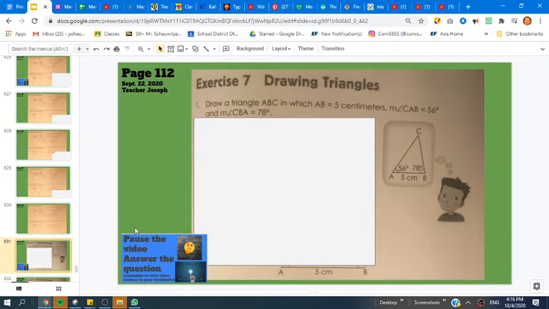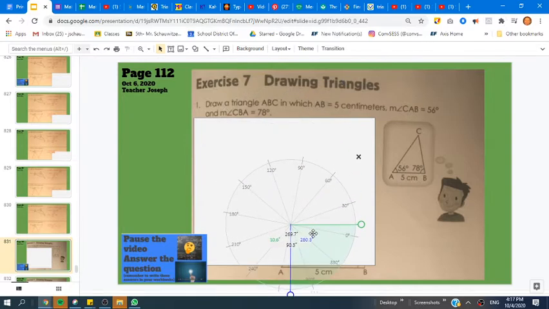All right, boys and girls. So you should have drawn a line that was 5 centimeters long. After you draw that line that's 5 centimeters long, we're going to make sure that we make these angle measurements 56 and 78 degrees. So let me actually show you that with my protractor.